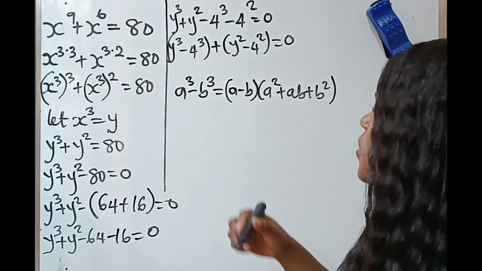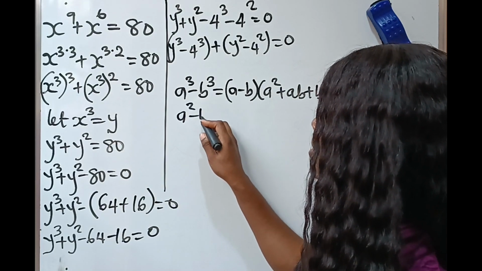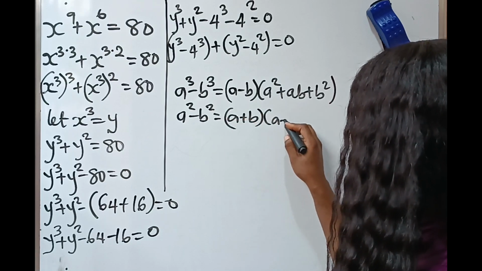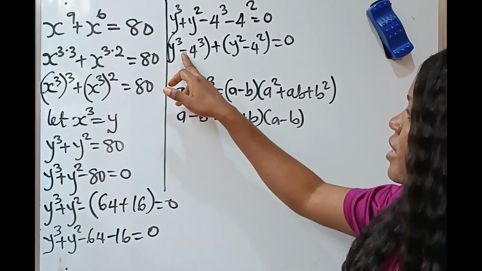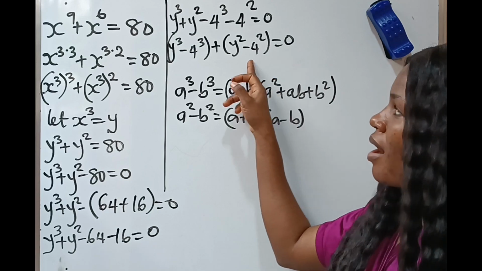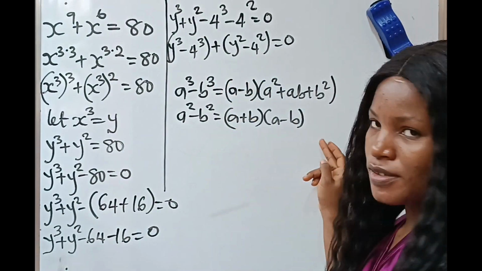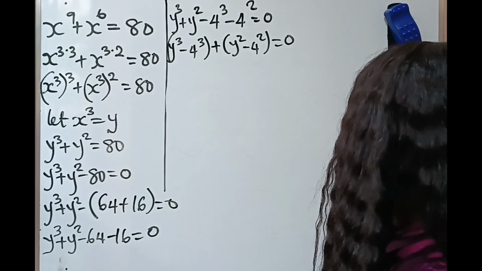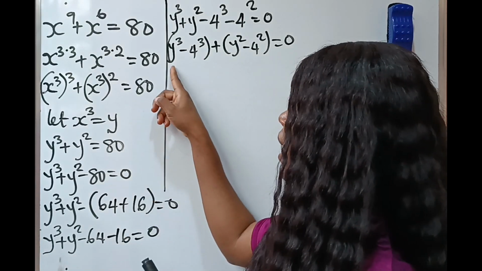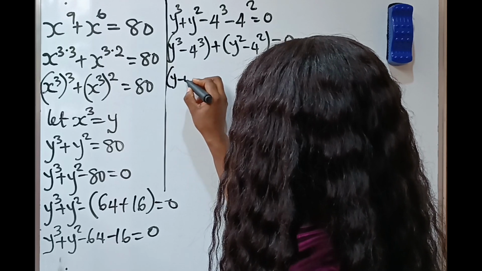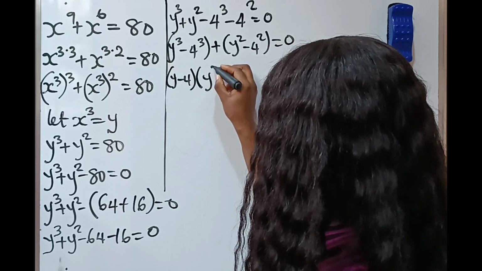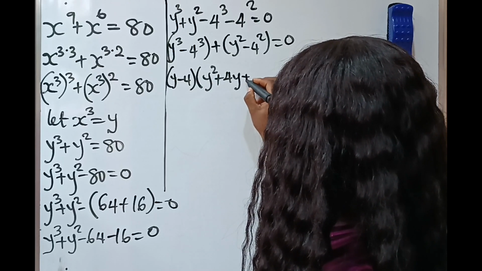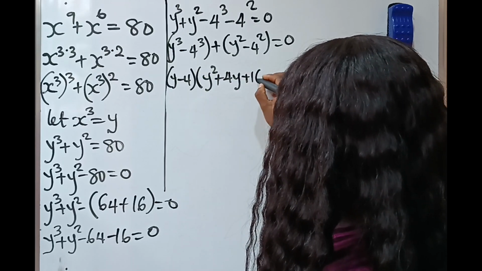Now for difference of two squares, that is when you have a squared minus b squared. This is the same thing as a plus b multiplied by a minus b. So I'm going to express this in this form, while I also express this one in this form. Because of space, I'm going to clean this and I'll be saying it as I'm doing it. So we have y minus 4 multiplied by y squared plus y times 4, which is 4y, plus 4 squared, which is 16.